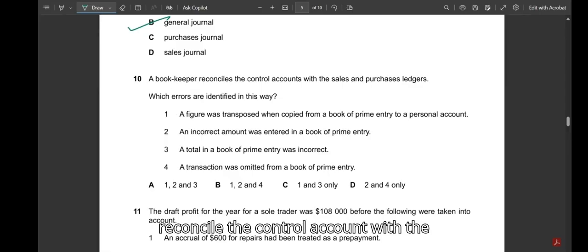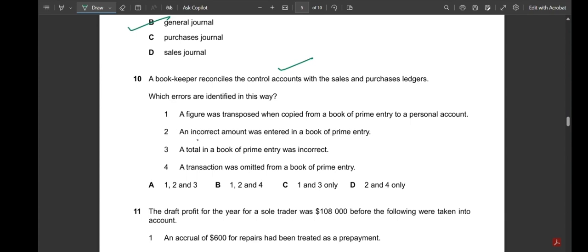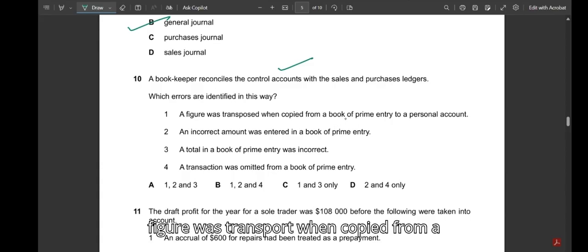A bookkeeper reconciles the control account with the sales and purchase ledger. Which errors are identified in this way? Okay, superb question. So he's trying to reconcile the control account with the sales and purchase ledger. Okay, now which errors are identified? First one, a figure was transposed when copied from a book of prime entry to a personal account.